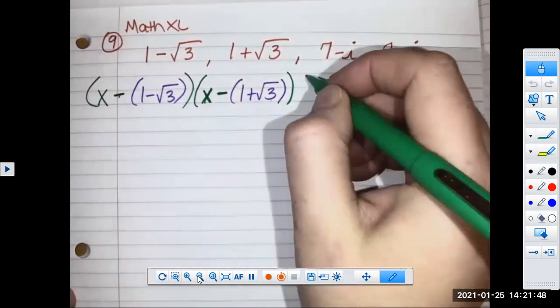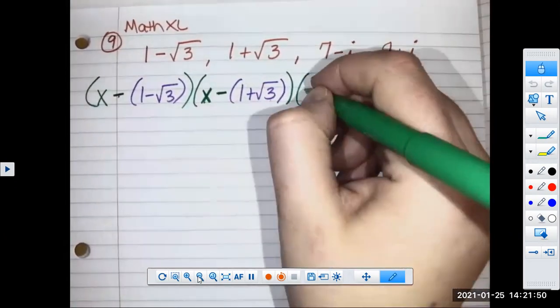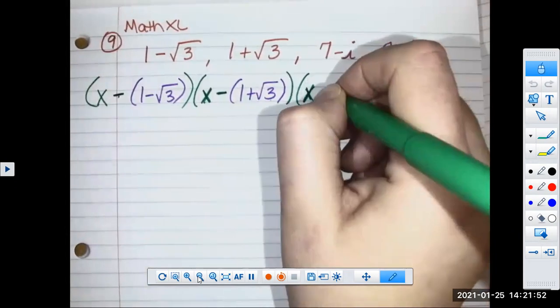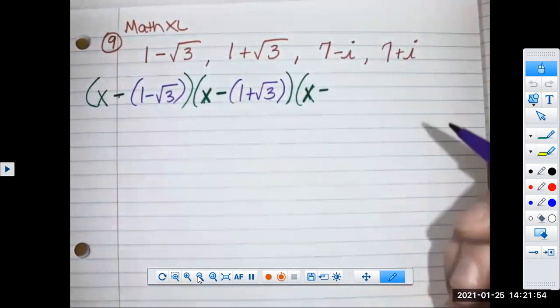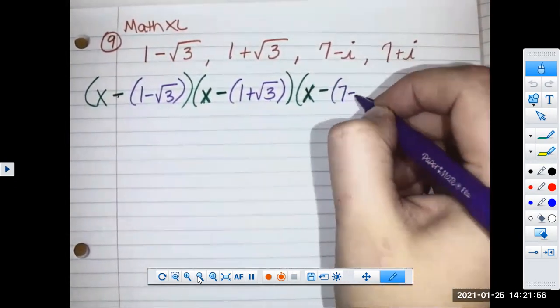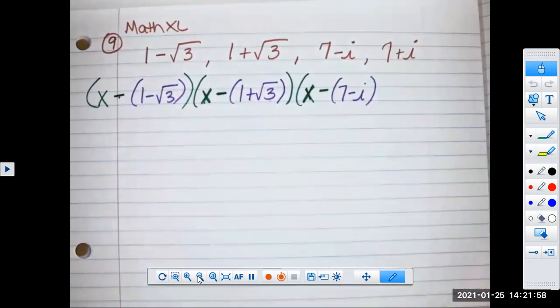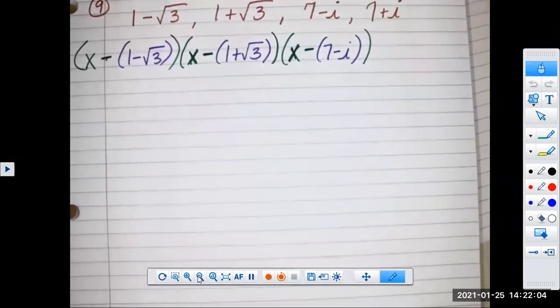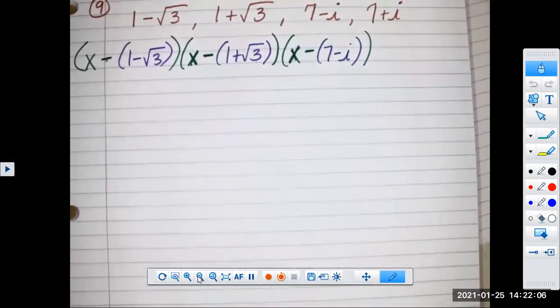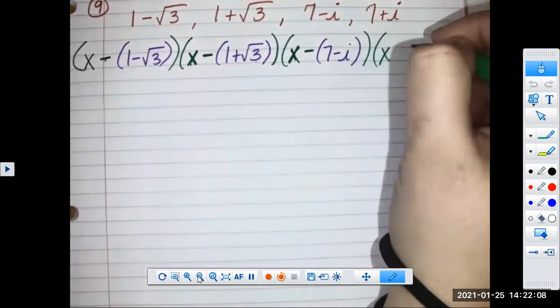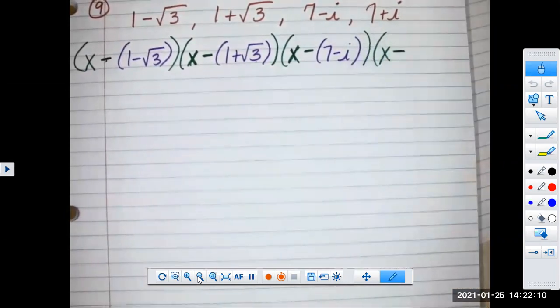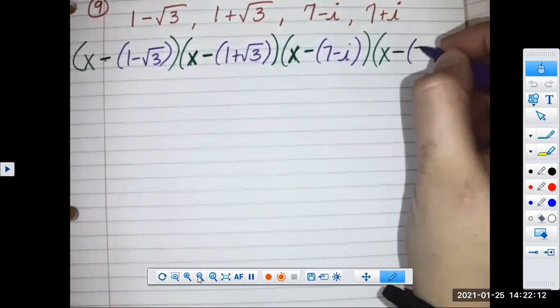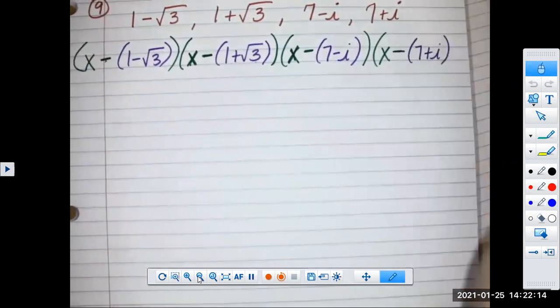When you do the last two, you do the same thing, x, and then the opposite of this factor, 7 minus i. And then same thing at the end, x minus, for the opposite, 7 plus i.